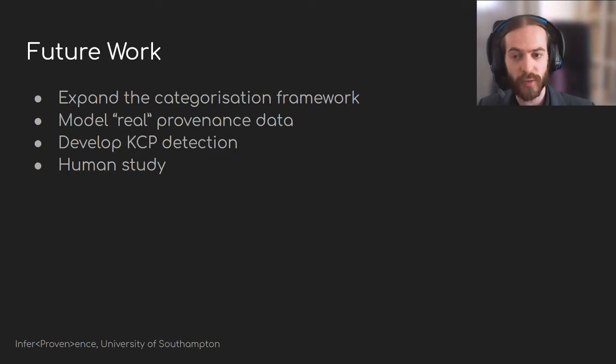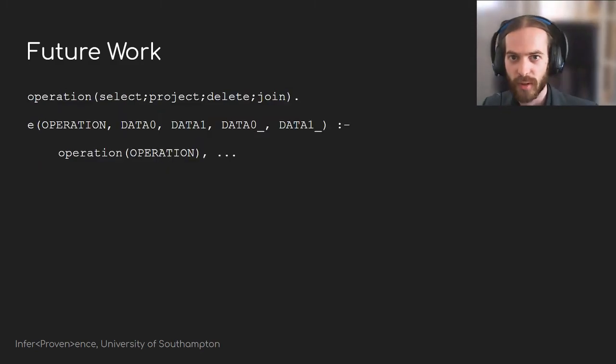As far as future work goes, obviously we can expand the categorization framework further and make it more in depth. We can also look at modeling real data, so rather than using this toy example of Connect 4, we can take some existing data scenarios and look towards modeling those and coming up with the possible provenance for them. Likewise, we can further develop the KCP detection, really focus in on those known capture points, as well as, importantly I find, conducting a human study to determine which elements of possible provenance are most useful for data managers, data controllers, and data auditors.